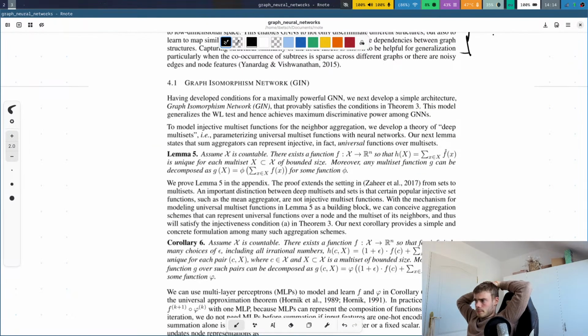Okay. To model injective multiset functions for the neighbor aggregation, we develop a theory of deep multisets. Okay, i.e. parameterizing universal multiset functions with neural networks. Okay. Our next lemma states that some aggregators can represent injective, in fact, universal functions over multisets.